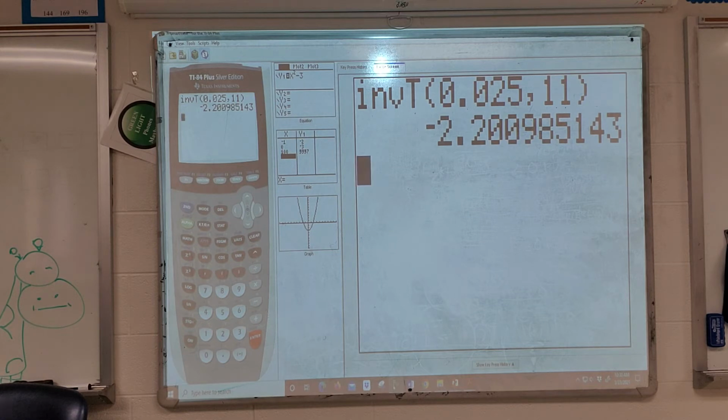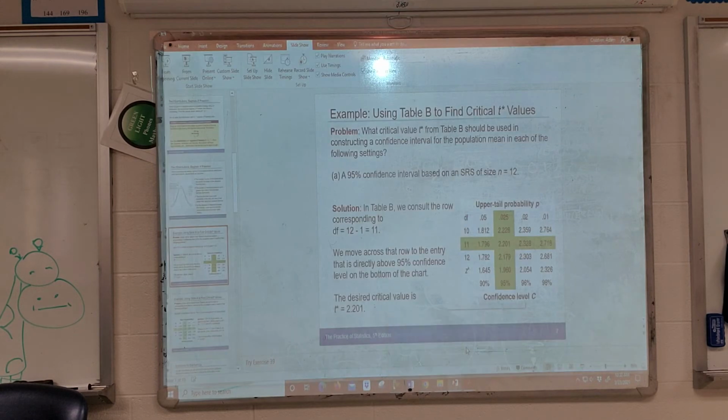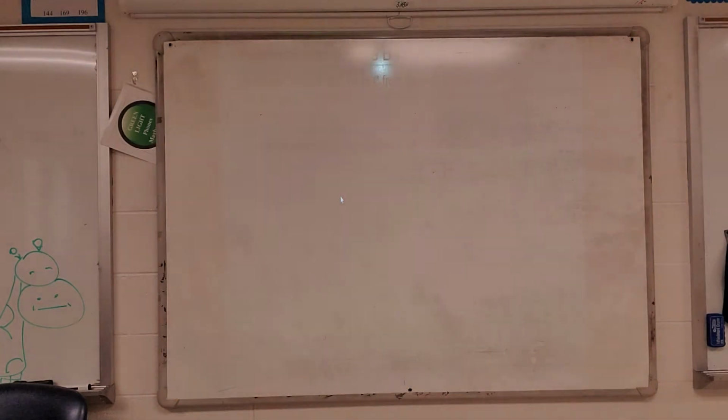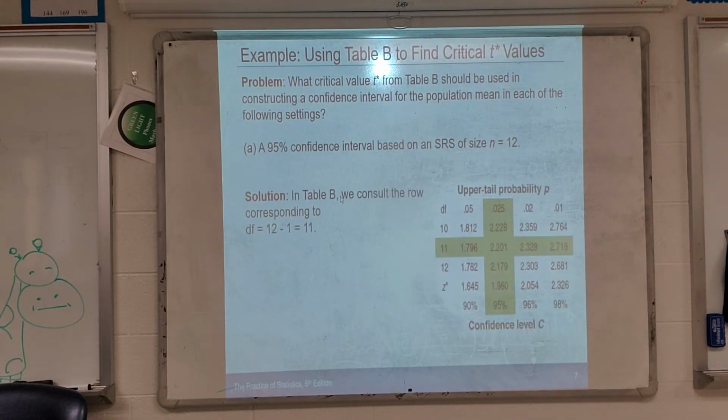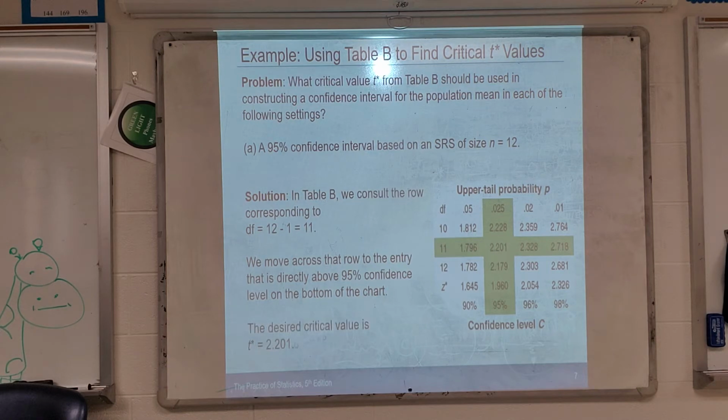All right. So they find that to be 2, so they did round it to 4 decimal places, and get 2.201. So that desired critical value is 2.201, T star for a 95% confidence. Just like before, any 95% confidence interval is going to have that T star value. You'll start seeing some of the same T stars come up, just like we did with Z stars. 1.96 came up a lot.